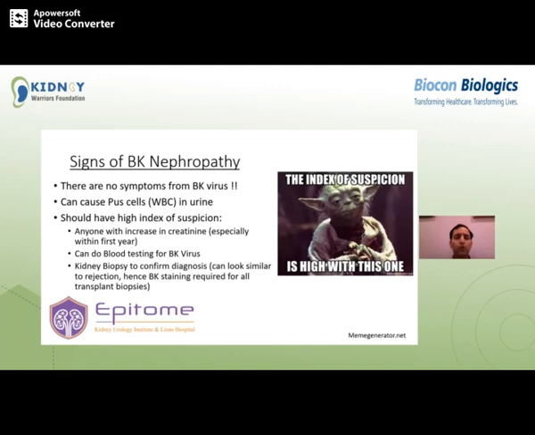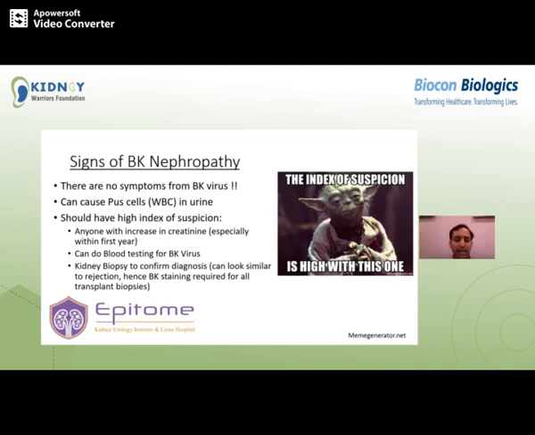So how do we suspect or how do we diagnose BK nephropathy? We have to have a high index of suspicion. So anyone with increase in creatinine, especially if it is within the first year, we have to think about BK nephropathy. We can do blood testing for BK virus. So again, that would raise our suspicion that the BK is possibly causing damage. But again, to be 100% sure that that is what is the cause, we have to do a kidney biopsy. So transplant kidney biopsy would be required.